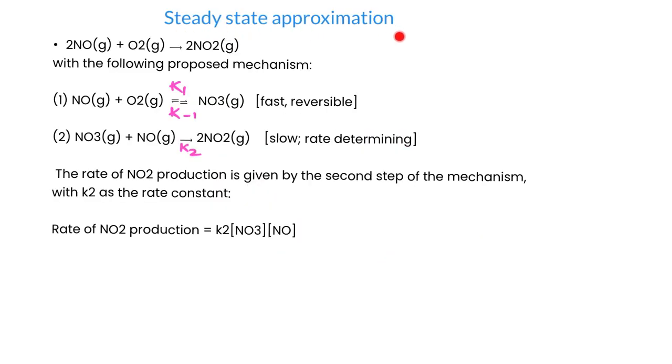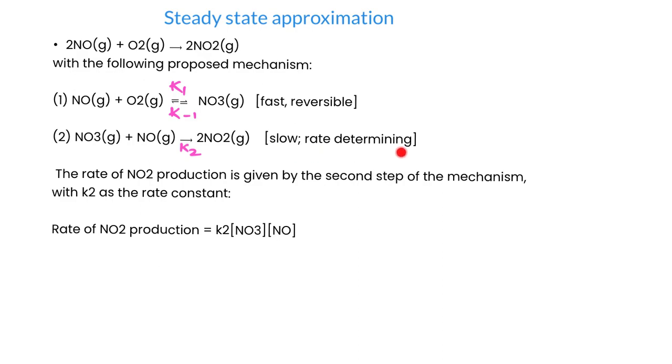Steady state approximation. One reaction: 2NO plus O2 gives rise to 2NO2 gas. This is called oxidation of nitrogen oxide to nitrogen dioxide, with the following proposed mechanism. This is the first step, fast and reversible. Its rate constant is K1 for the forward reaction, and rate constant K minus 1 for the backward reaction. In the second step, NO3, the intermediate formed, reacts with NO and converts into 2NO2 gas.